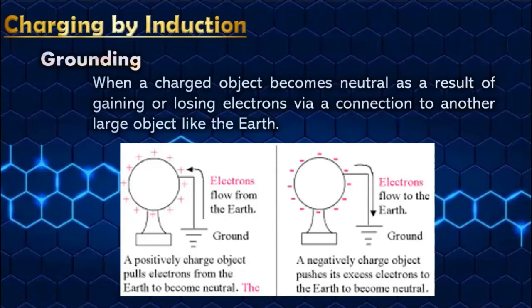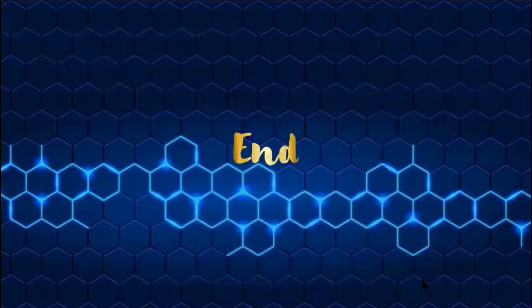Let's start with the first illustration. We have here a positively charged sphere. This positively charged object pulls electrons from the earth through the ground to become neutral. And on the other hand, we have the negatively charged object, and this negatively charged object pushes its excess electrons to the earth through the ground to become neutral. And that ends our discussion for today's topic.